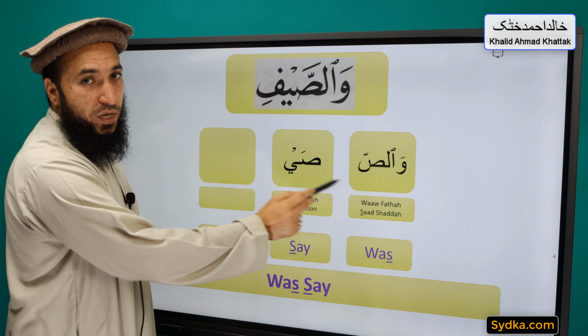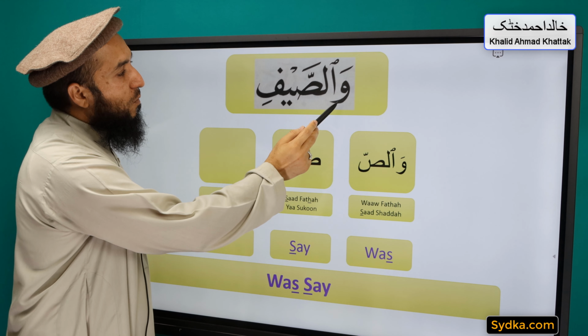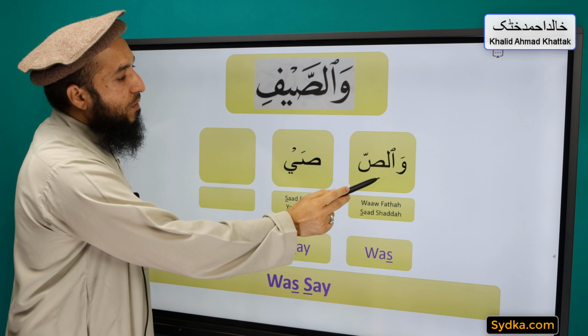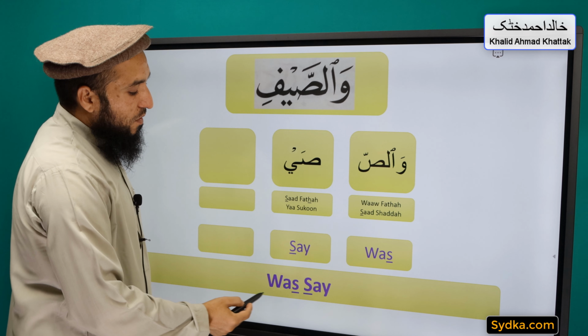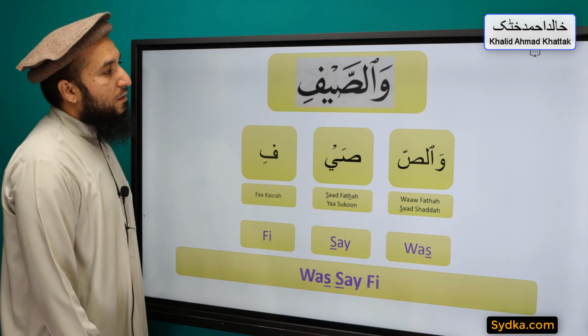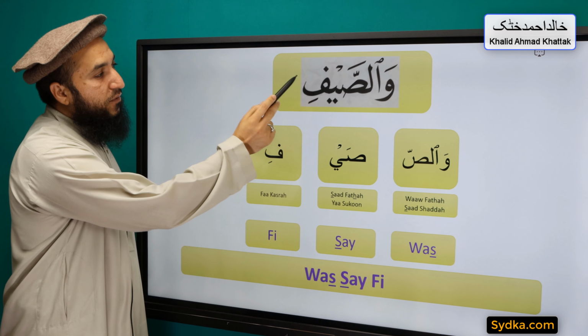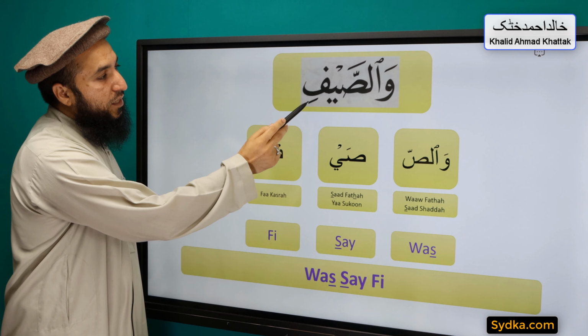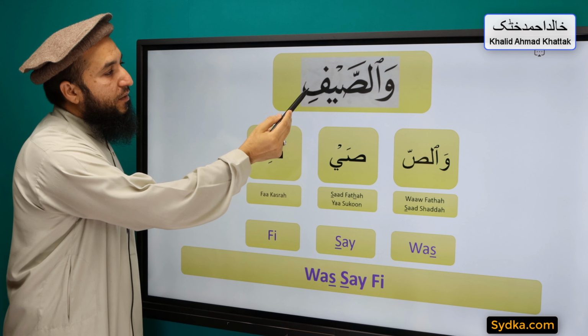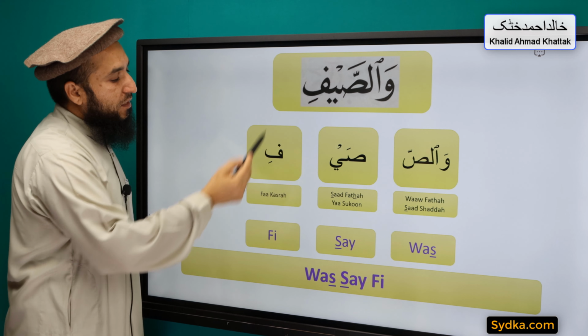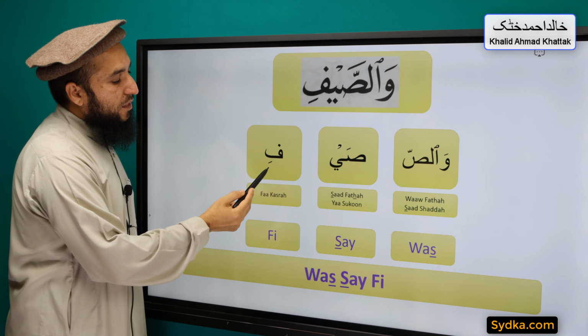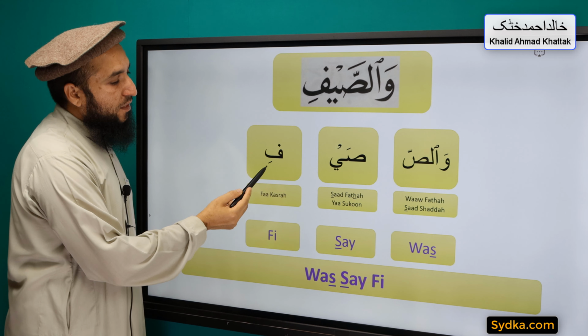Combining both syllables together we have was-say, was-say, was-say. The third syllable we have is fa kasra fi. Fa is a light letter, it has kasra underneath and it is prolonged for 1 count. Fa kasra fi.